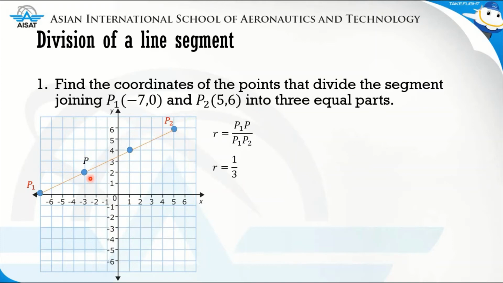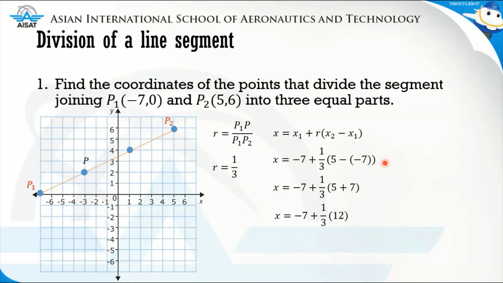Now to look for the coordinates of p, first we have to look for the value of x. To get the x coordinate, we'll use the formula x is equal to x sub 1 plus r times the quantity x sub 2 minus x sub 1. Substituting the known values, for x sub 1 we get negative 7 plus the value of r, which is 1/3, times the quantity of x sub 2, which is 5, minus the value of x sub 1, which is negative 7. Next step is to simplify 5 minus negative 7, and that can be simplified as 5 plus 7. Adding 5 and 7 will get 12. Multiplying 12 to 1/3, that is 1 times 12 gives you 12 divided by 3, that gives you 4. So adding negative 7 plus 4, that gives you negative 3.